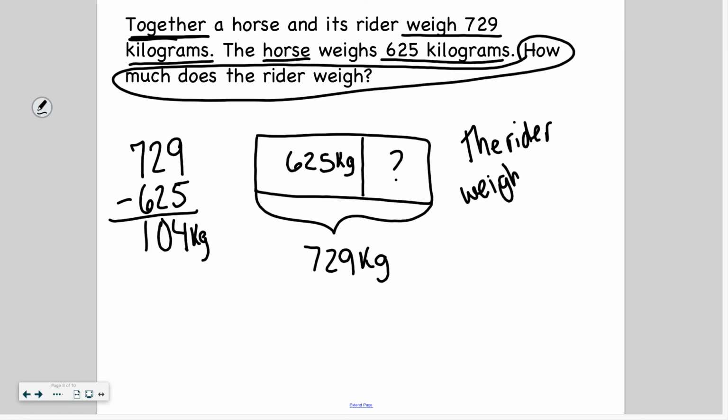The rider weighs 104 kilograms. That is my final answer. So again, I subtracted because I knew the total and I knew one of the parts. So I subtracted the part from the whole to find the other missing part.